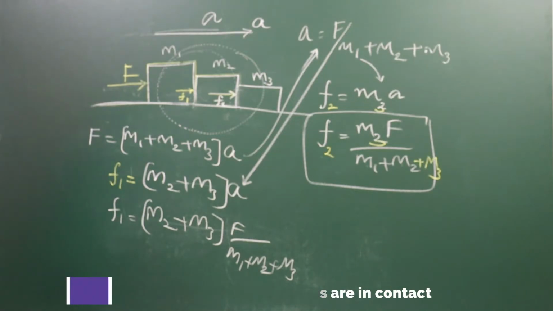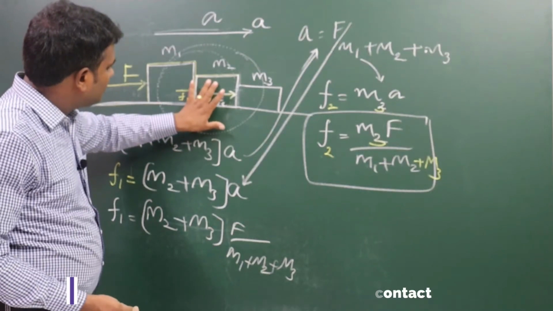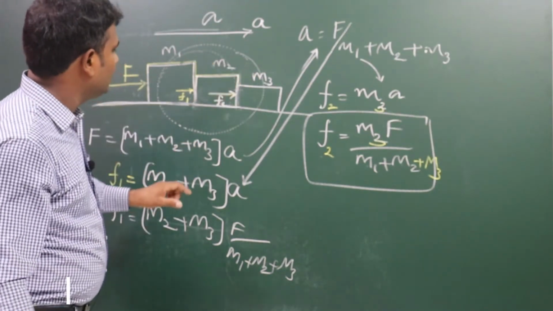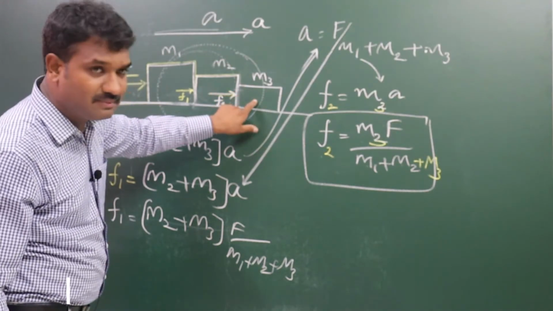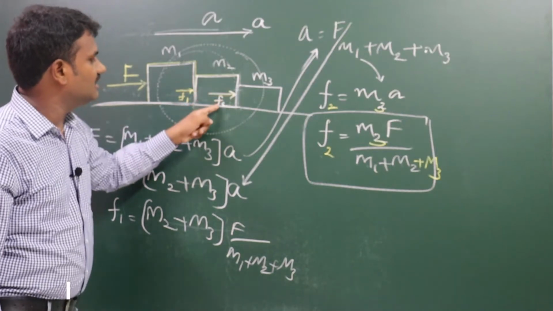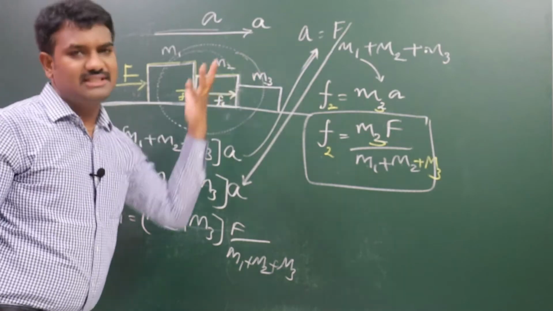Is it clear? If you want to find the contact force acting on this block, you have to ignore this and treat these two blocks as a single block. If you want to find the contact force acting on this block, ignore these two blocks and imagine this is a single block and the force acting on it is F2. So F2 is equal to the mass of this into the acceleration of the system. That's all.